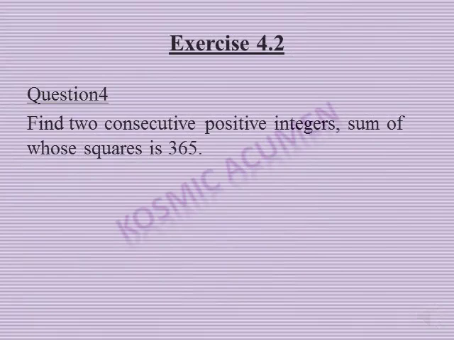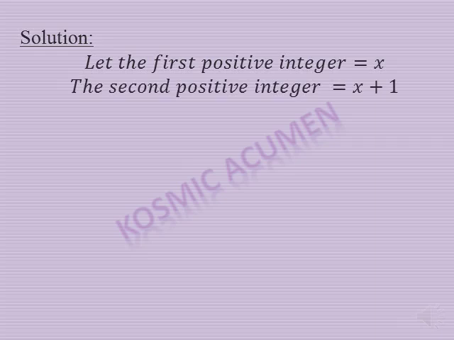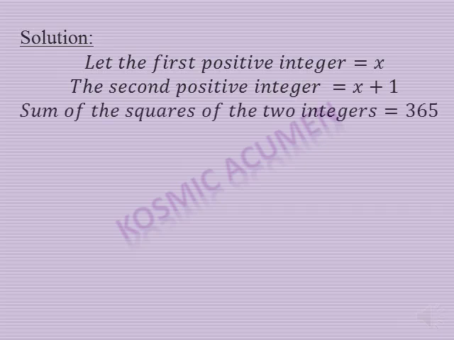Now coming on to the fourth question, find two consecutive positive integers, sum of whose squares is 365. Now let us assume the first positive integer to be x. If the first integer is x, then its consecutive integer can either be x minus 1 or x plus 1. Here we'll consider x plus 1. We could have taken x minus 1 also, that is also correct, but we'll be taking x plus 1 and we'll solve.